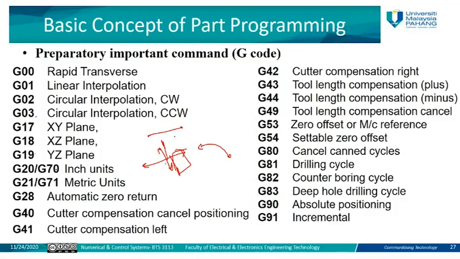For the system of units, or standard for measurement, G20 and G70 are used for inch, and G21 and G71 for metric units. G28 is used for automatic zero return, meaning the spindle goes to the zero or reference point automatically. G80 cancels cutter compensation. If you want to use absolute coordinates, you use G90. If you want incremental coordinates, you use G91. If you want a drilling cycle, you use G81. There are also zero offset, tool length, cutter compensation right, and so on.